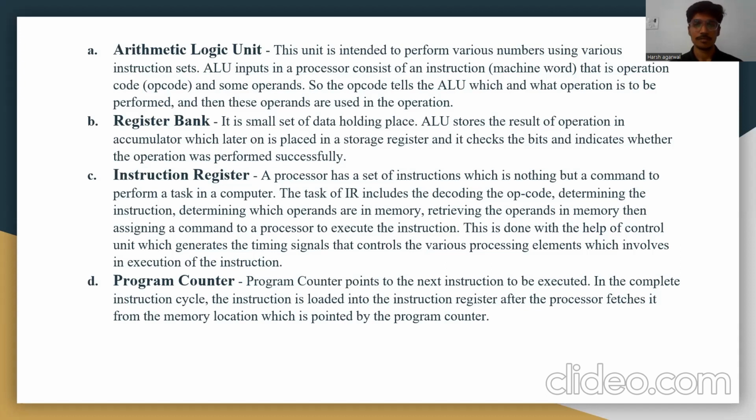Next, instruction register. The task of instruction register includes decoding the opcode, determining the instruction, determining which operands are in memory, retrieving the operands in memory, then assigning a command to a processor to execute the instruction. All of this is done with the help of the control unit, which generates timing signals with the help of a clock that controls various processing elements involving the execution of instruction. Next, program counter. Program counter points to the next instruction to be executed. In the complete instruction cycle, the instruction is loaded into the instruction register after the processor fetches it from the memory location, which is pointed by the program counter. Next slide.